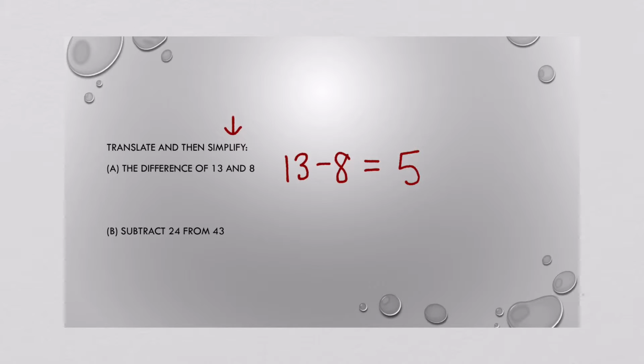Part B says subtract 24 from 43. This one is one of those that you have to reverse the order. So you would write this as 43 minus 24. And what is 43 minus 24? It is 19.